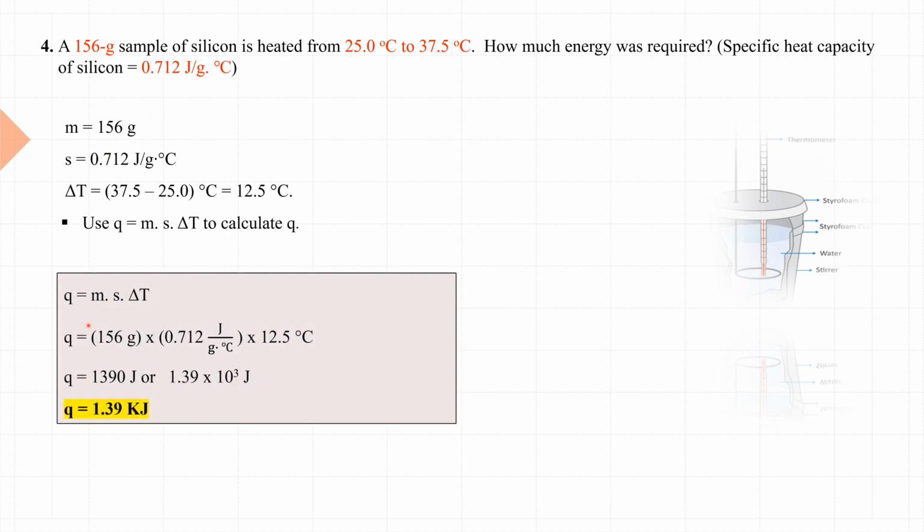Let's apply Q is equal to m times S times delta T. Mass of the silicon is 156 grams times the specific heat value given, 0.712 joules per gram per degree Celsius, times the temperature change, final minus initial, which is 12.5. So the answer is 1.39 kilojoules.